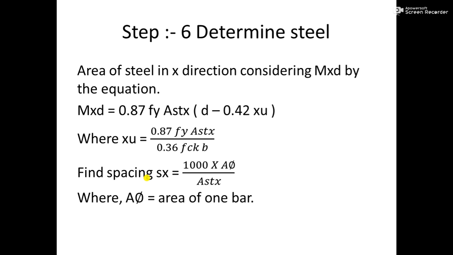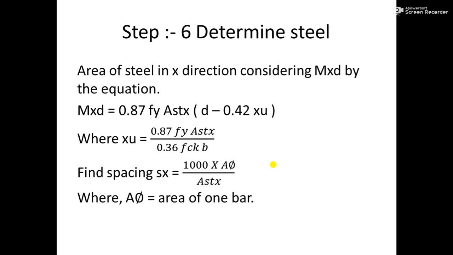Since we have calculated the bending moment along both directions, you have to calculate the steel along both directions, that is steel along x direction and steel along y direction. So area of steel in x direction, considering bending moment along x direction, uses the equation MD equal to 0.87 FY AST into bracket D minus 0.42 XU, where XU is from the neutral axis formula. But you can directly use the formula for calculation of steel as in one-way or cantilever slab, and that formula is AST main equal to 0.5 FCK upon Fy into bracket 1 minus under root of 1 minus 4.6 MD upon FCK BD square, bracket complete, B into D.